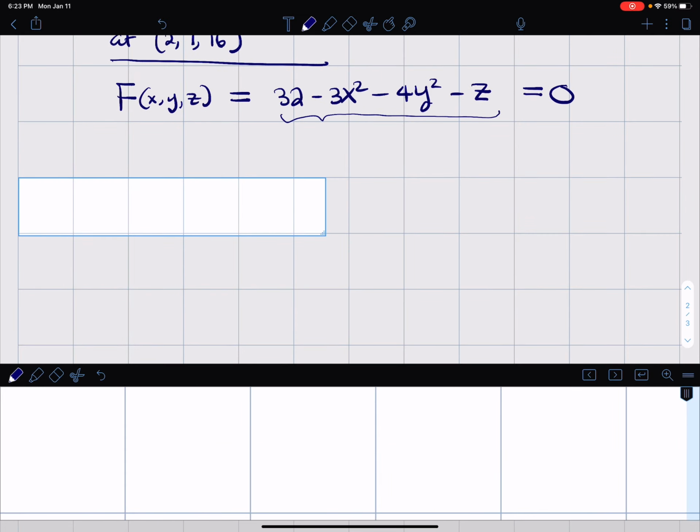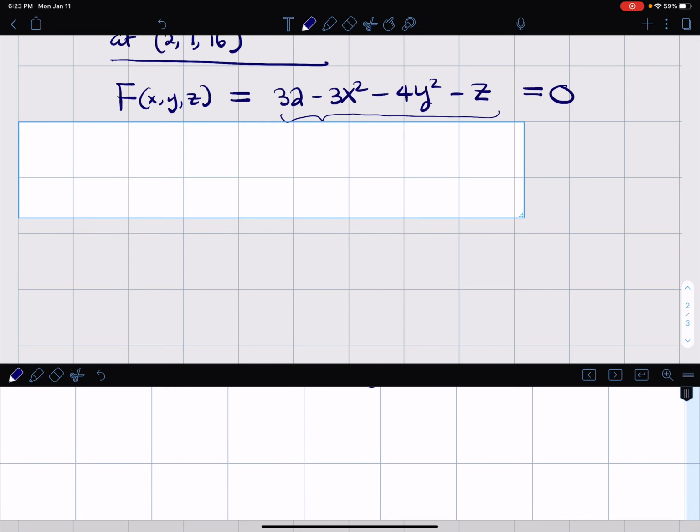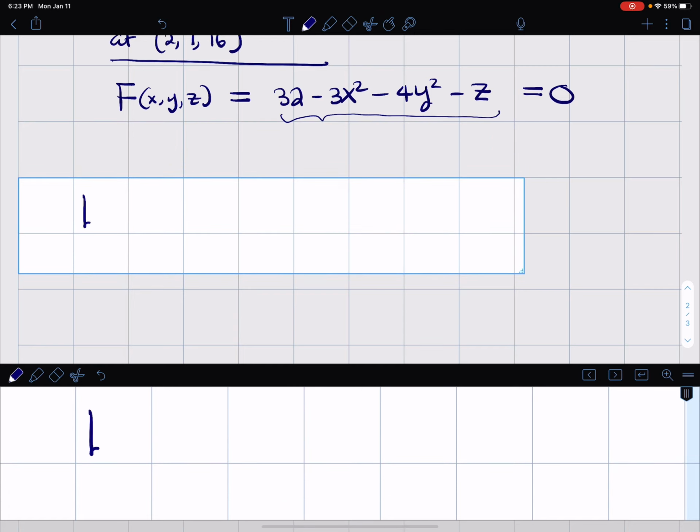Okay, let's discuss linear approximation. What is linear approximation? So again, if you remember in Calc 1, we did this a little bit.